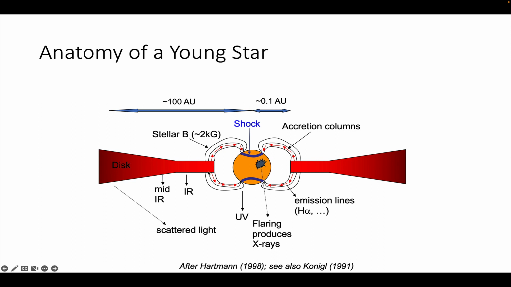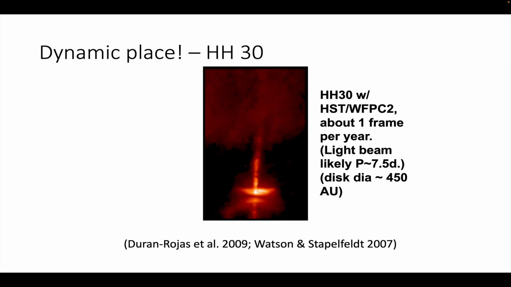And you've got the circumstellar disk too, which probably flares on the edges. So you get a lot of interesting light here too. You get X-rays from the flares, ultraviolet from the shock, emission lines from the accretion columns, infrared from the disk, mid-infrared further out, scattered optical light from the edge of the disk. And of course, all of this is changing all the time, because accretion is not slow and steady. It is likely catastrophic and big and really obvious.